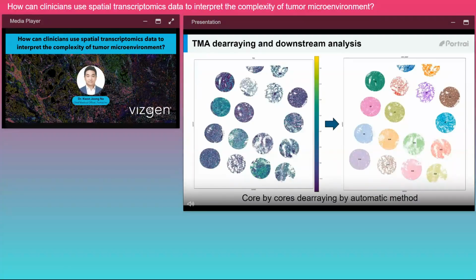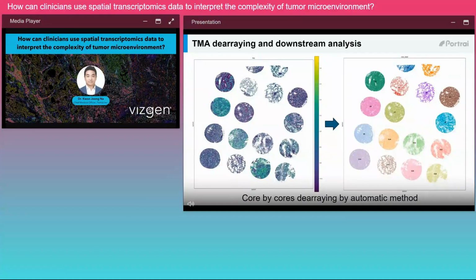So in Portrai, we have also developed a downstream analysis pipeline for spatial transcriptomics data acquired from tissue microarray. In this slide, we are showing an example of how we acquire the MERSCOPE data from tissue microarray and how we conduct the downstream analysis from this novel data. As you can see in this slide, our automatic method allows us to dearray the tissue microarray core by core, facilitating detailed analysis and reducing manual effort.